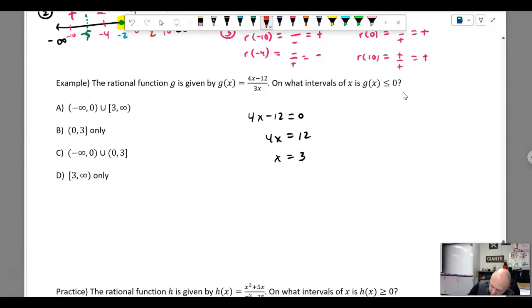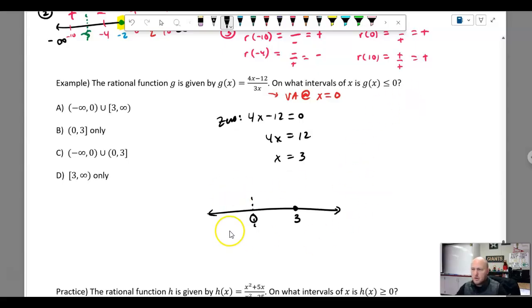And then what I also notice is that we have a vertical asymptote at x equals 0. So on this number line, I have a 0, right? This is a 0. I just set my numerator equal to 0. So we have 3. And then I have a vertical asymptote at 0. Both of these are likely to cause change, okay? So let's test. I'm going to test -1, I'll test 1, and then we'll test 10.